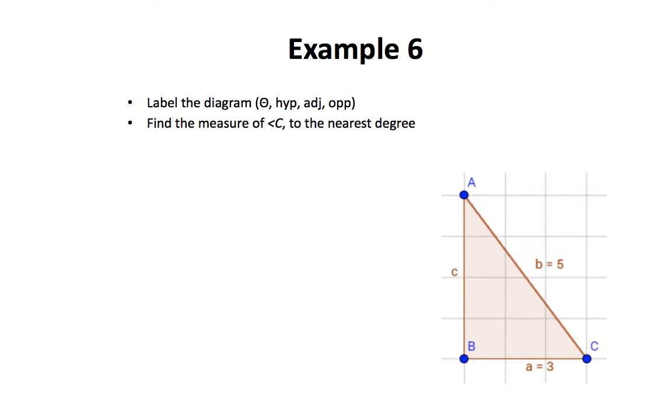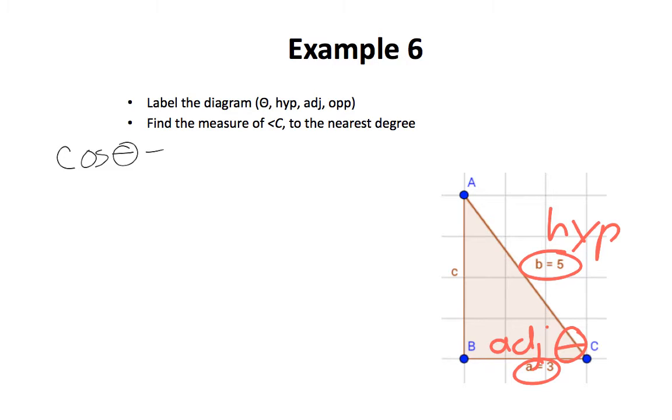In our sixth example, we want to find the measure of angle C to the nearest degree. So let's label it theta. That would make the side labeled 5 the hypotenuse and the side labeled 3 the adjacent side. The trig ratio that contains adjacent and hypotenuse is cos theta. So let's write that down. Cos theta is equal to adjacent over hypotenuse.